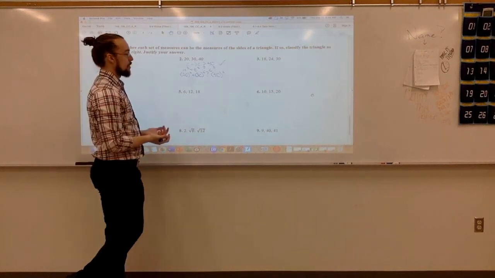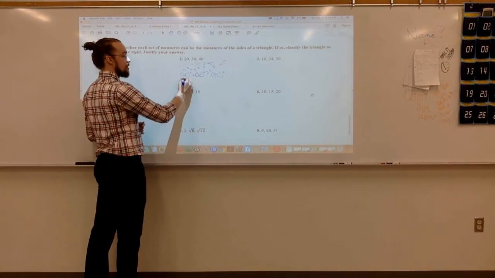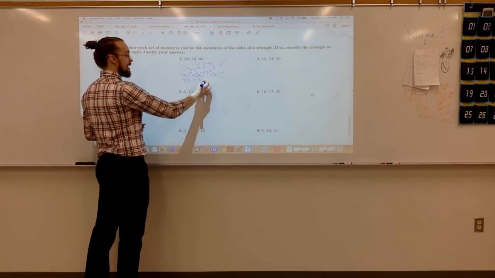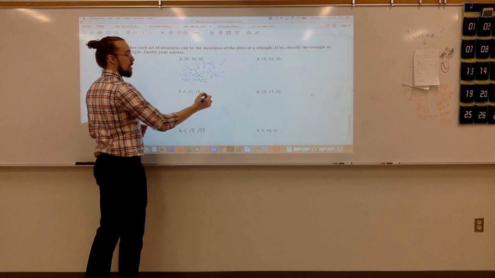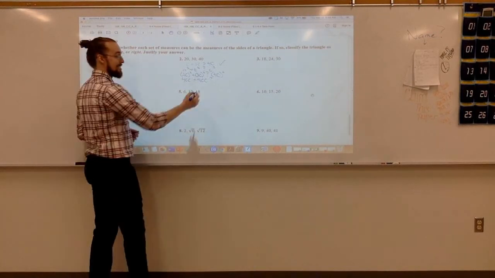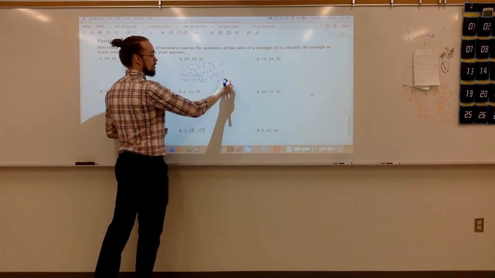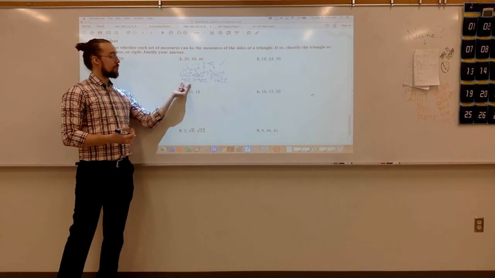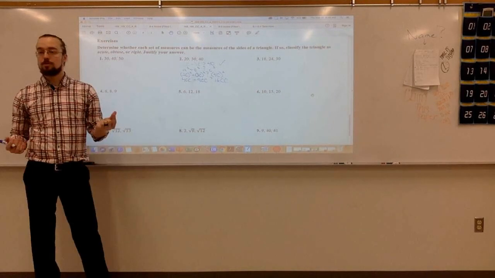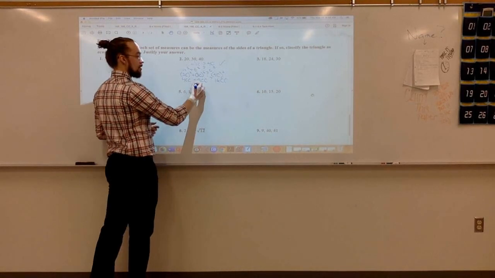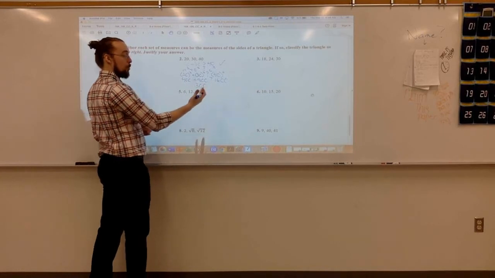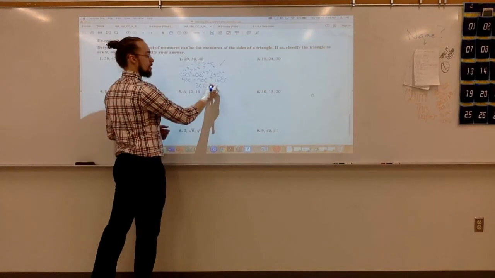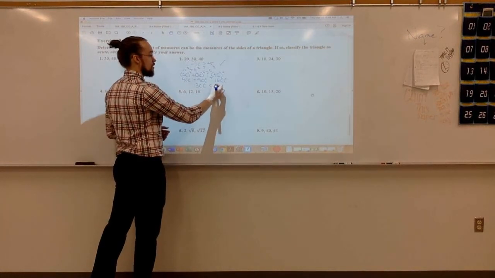So we use our calculator. 20 squared is 400. 30 squared is 900. And 40 squared is 1600. So my left side of the equation, 400 plus 900, gets me 1300. And now we can see that 1300 is less than 1600. So I can fill in my symbol now.